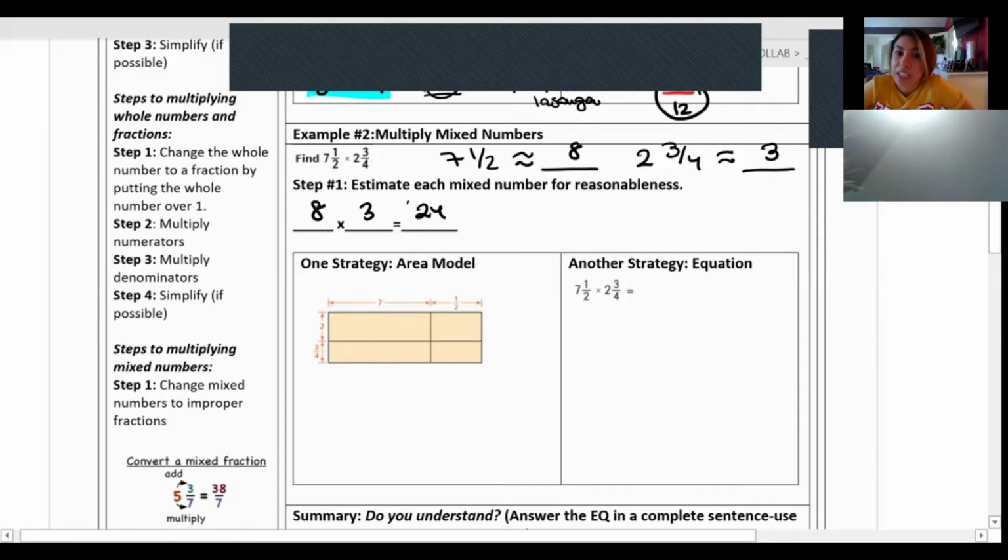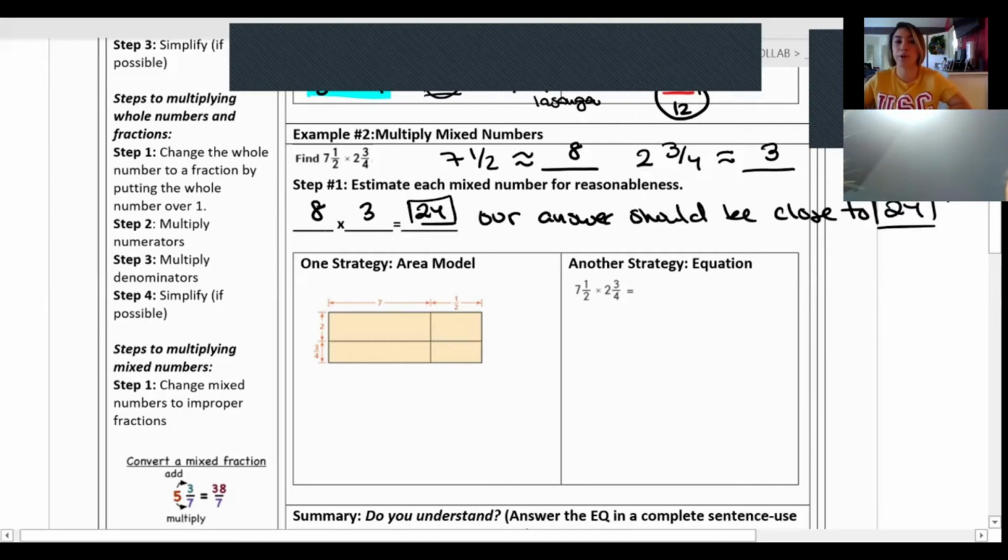So now let's multiply 8 times 3 is 24. Okay, so this is our answer to check to make sure that when we do multiply our mixed numbers, this is going to make sense, right? So it should be close to 24.